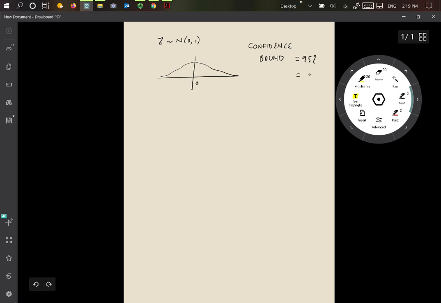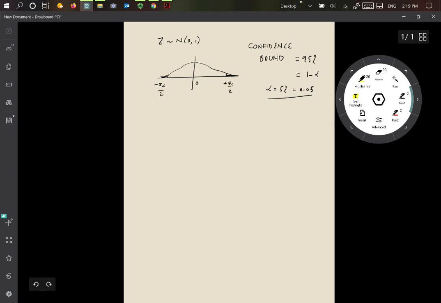So for now, we'll just call this 95%. Let's just call this 1 minus alpha. So alpha equals 5% or equals 0.05. Okay, so for the normal distribution, it turns out that if you're given a particular value, such as alpha equals 0.05, we can compute two values. The standard tables will tell us these two values, and we'll call these two values minus z alpha by 2 and plus z alpha by 2.